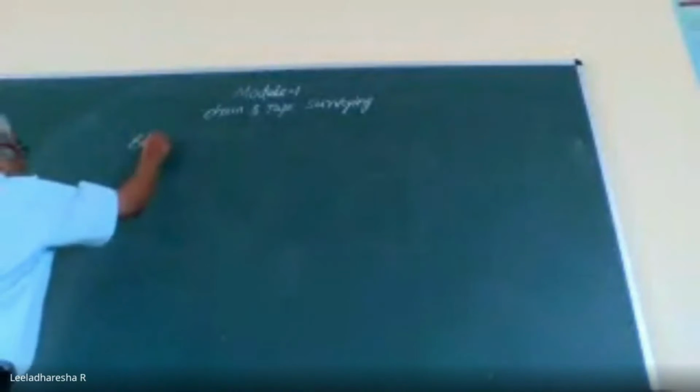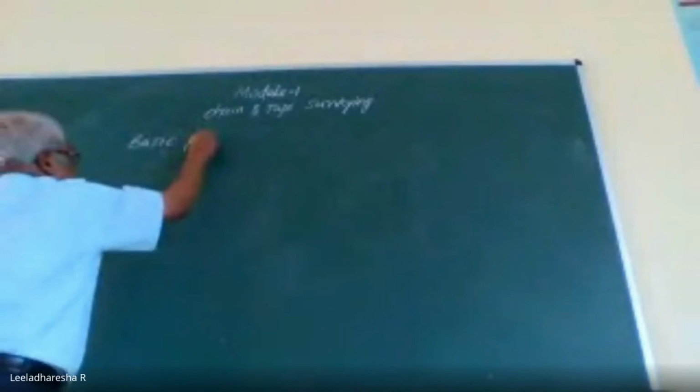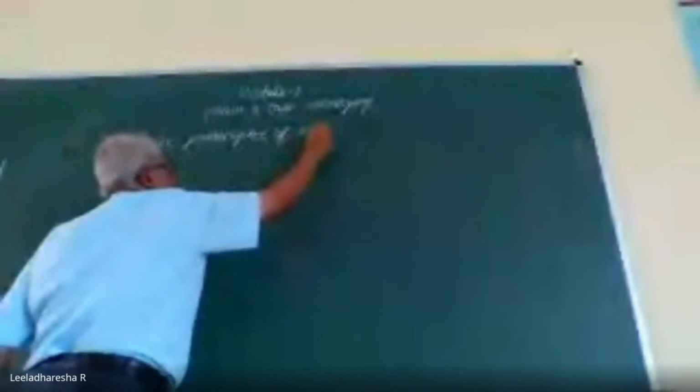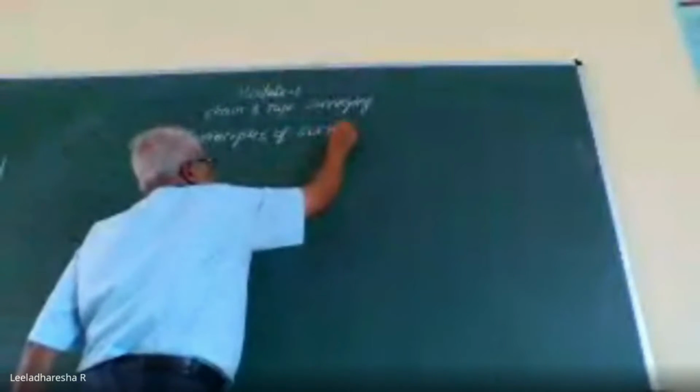Okay, dear students, let us start with chain type surveying. So today we will discuss the basic principles of surveying. So there are two basic principles on which the whole of the survey is carried out.